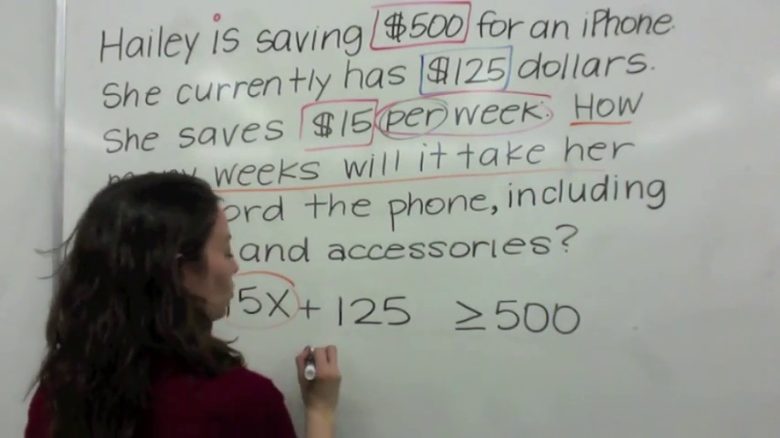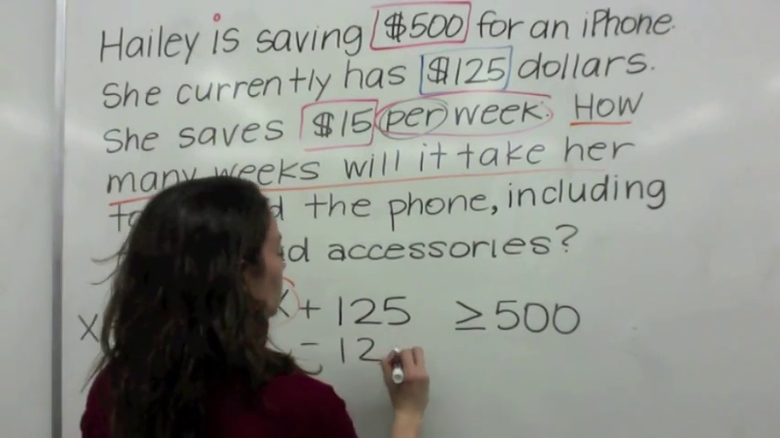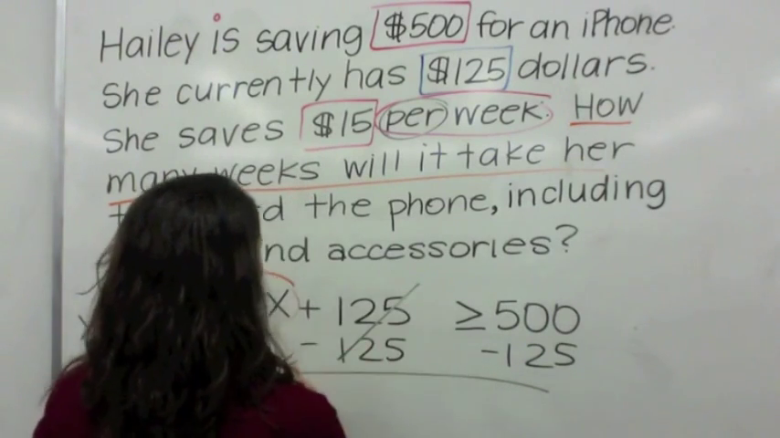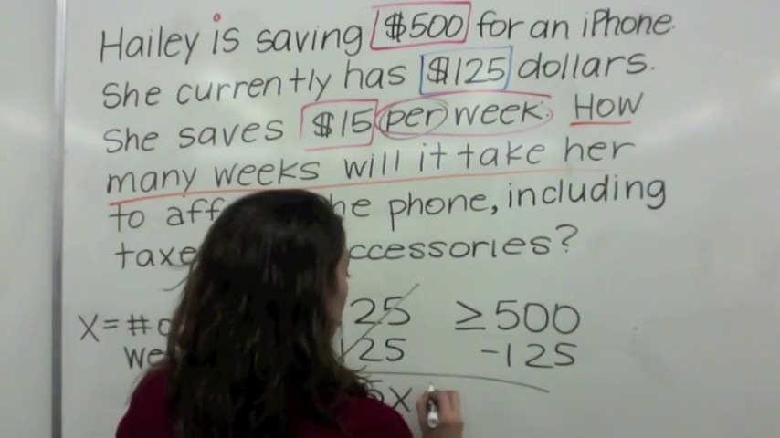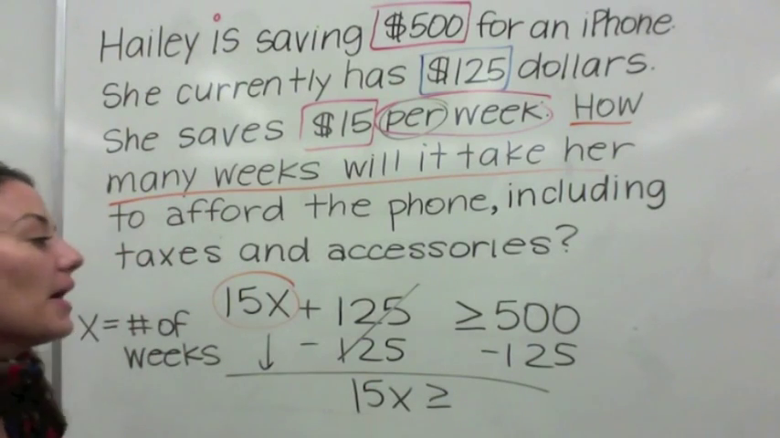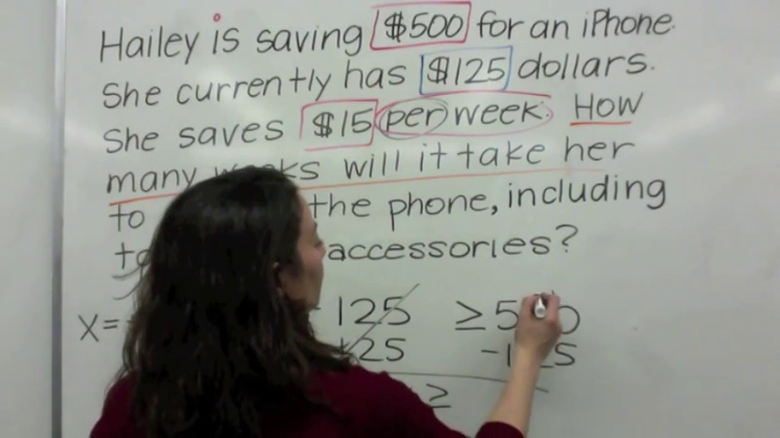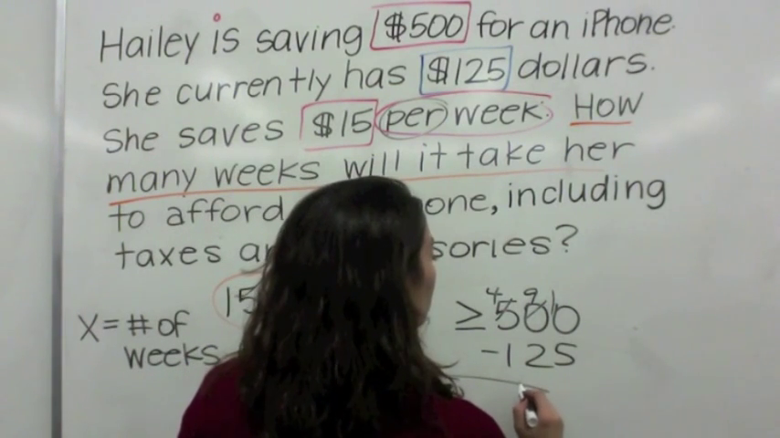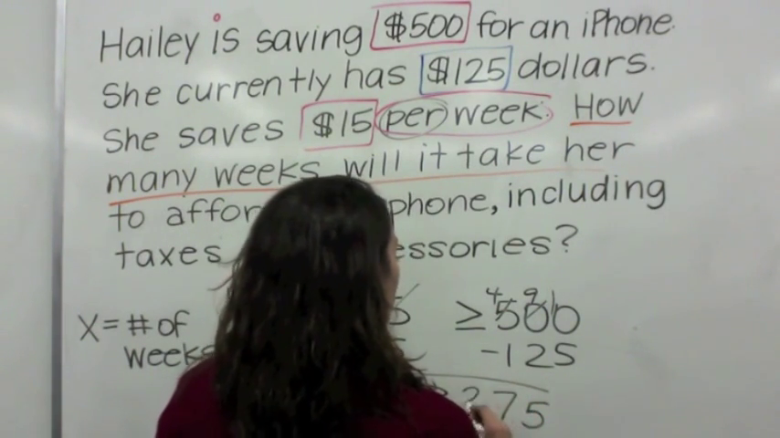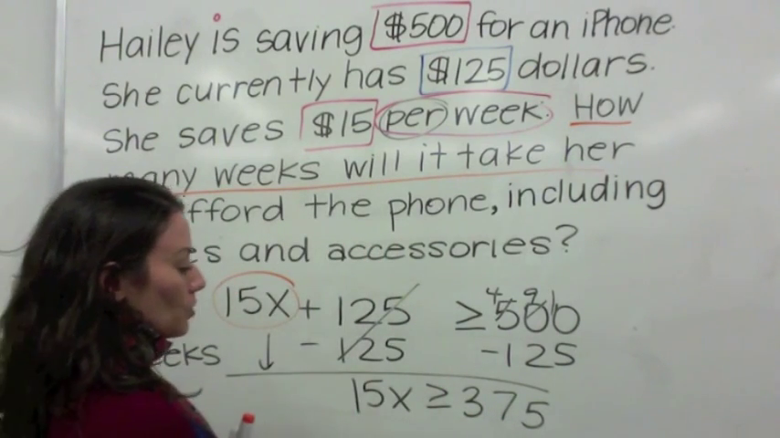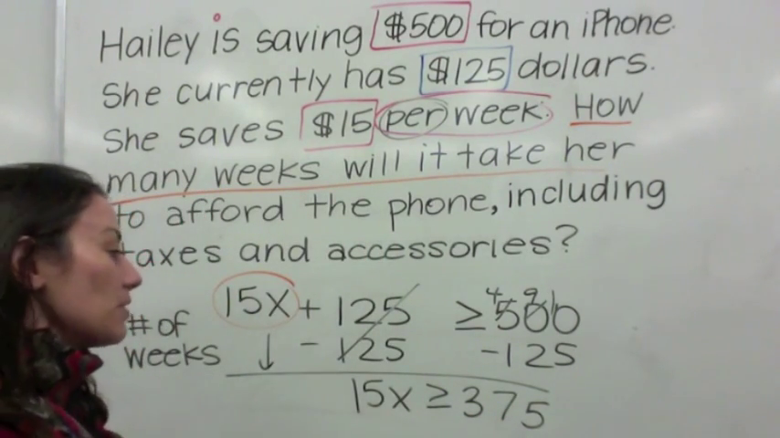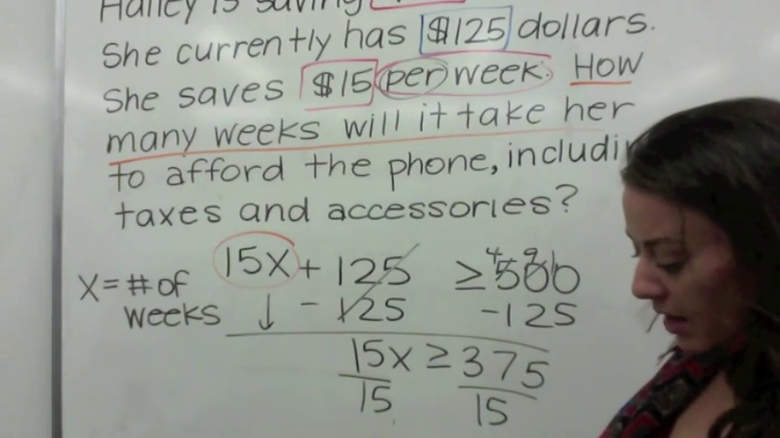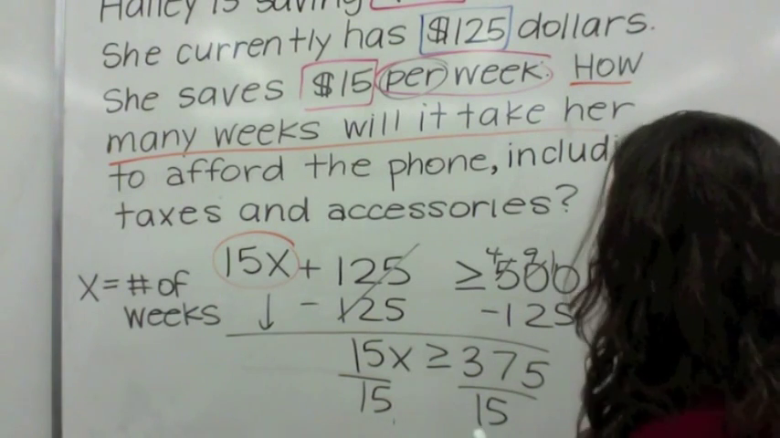So we could subtract what from both sides? Subtract 125. Bring down 15x. 15x is greater than or equal to 500 minus 125, right? Which is $375. Okay, so 15x is greater than or equal to 375. Divide both sides by 15. 375 divided by 15. All right, so that's 25.